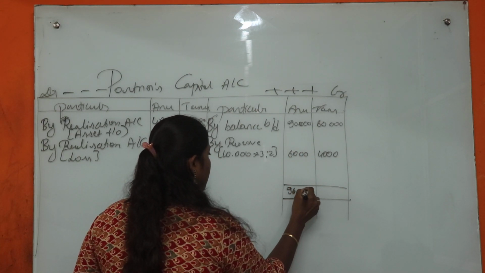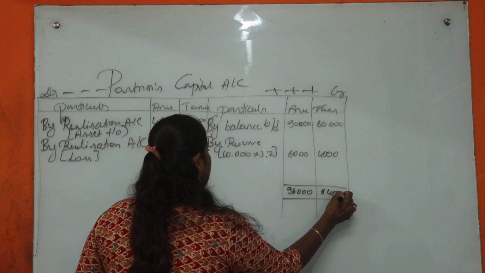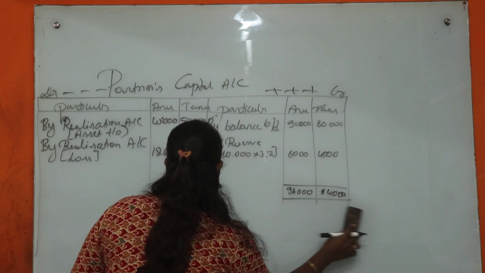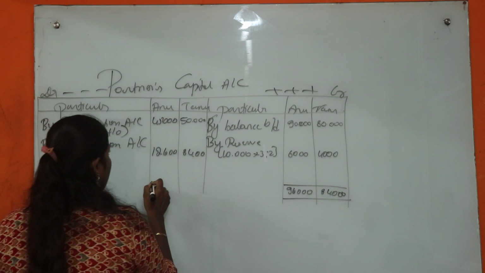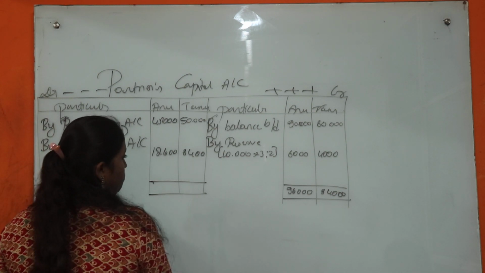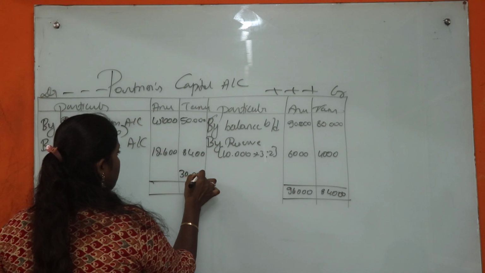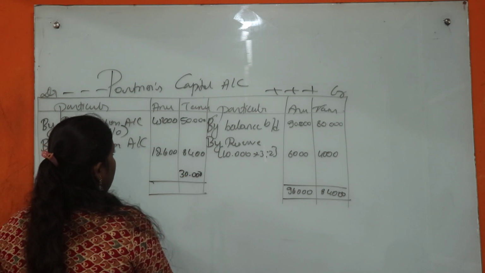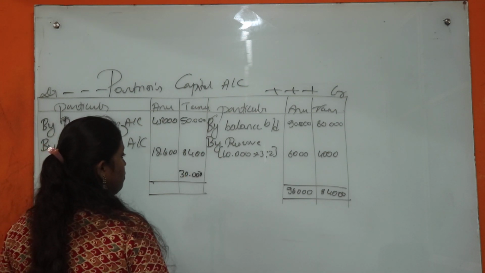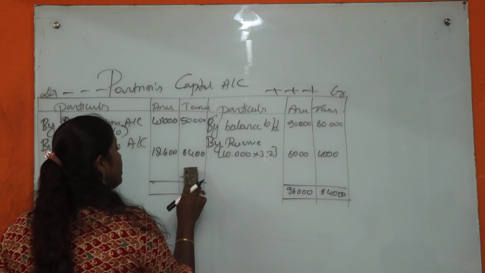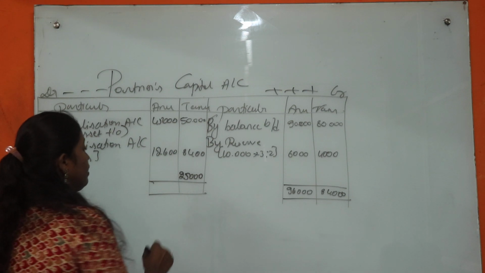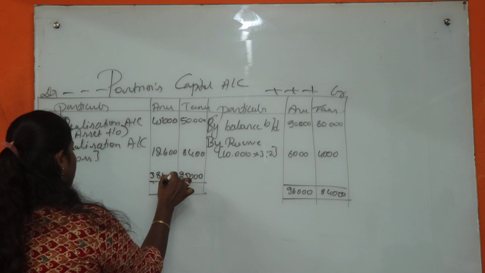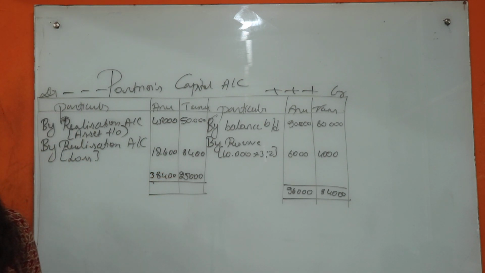96,000. 84,000. So out of this, if you deduct 58,400, you will be getting remaining 30,000. No, how much are you going to get? 25,000. 38,400. Got it? Understood? Any doubt?